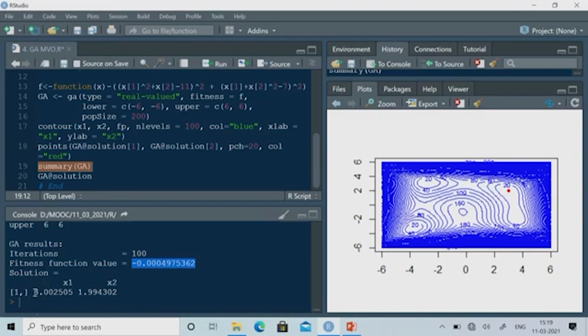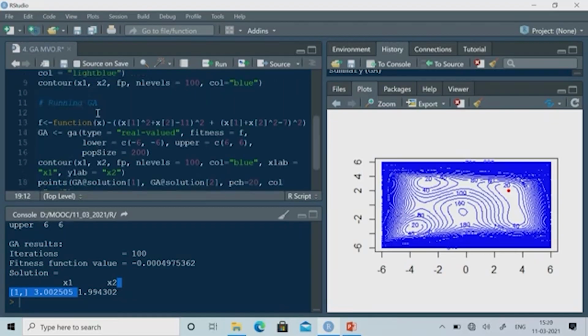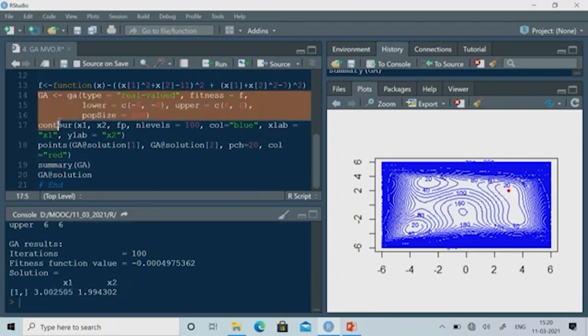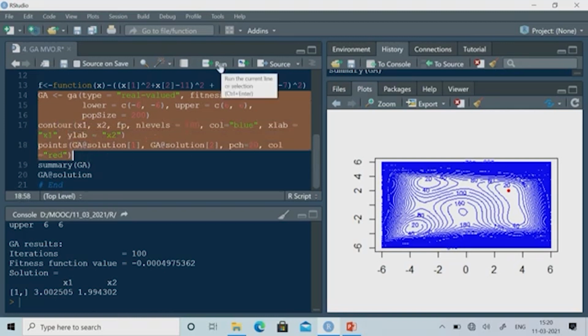that is 3.002, and this is 1.99. So, we are getting one solution. Now, if I execute this for the second time, maybe I may get this solution or I may get the other solution. So, let us execute these particular lines a second time and see whether I am getting the same solution or a different solution.